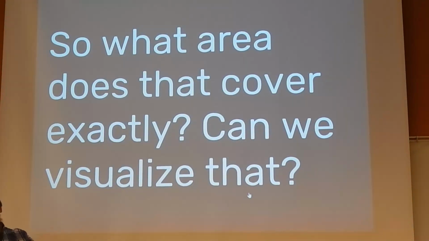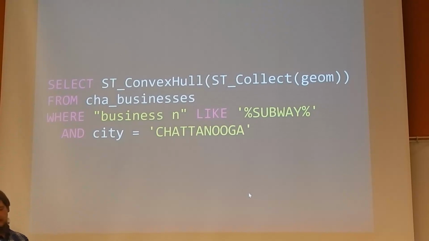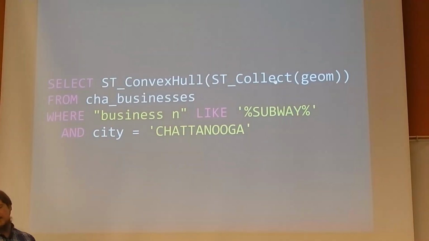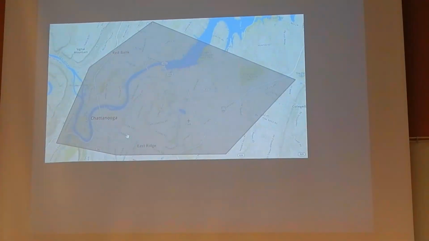Just for fun, I wanted to see what area that covered, and I wanted to do something other than show the points. So we use something like ST_ConvexHull to show the boundary of the area that the points cover. We use this other function called ST_Collect to aggregate the geometries together. And then we have our standard filter where the business is like Subway and the city is Chattanooga. If anybody's familiar with Chattanooga, there's this area down here that is in the city, but there are no Subways. It's kind of interesting.